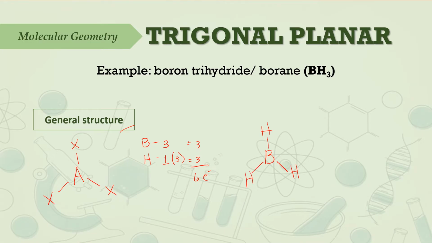Take note that boron belongs to group 3. That's why it could only make 3 bonds. Since it has 3 already, it doesn't necessarily need to meet the octet rule. So this is now the final structure for boron trihydride. And since the central atom doesn't have any lone pair, and the structure is symmetrical, therefore the molecule is non-polar.